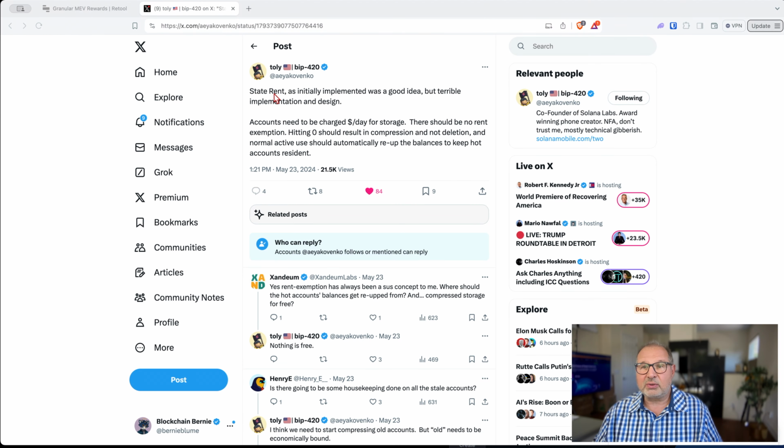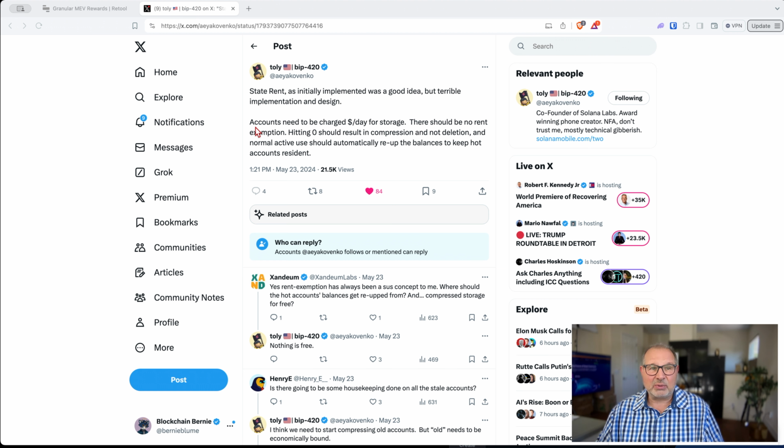So what is it that Toly says? State rent, right? That's how it was designed. Solana accounts were costing rent in the beginning. So he says state rent, as initially implemented, was a good idea, but terrible implementation and design. Man, Toly, you should have supervised that.